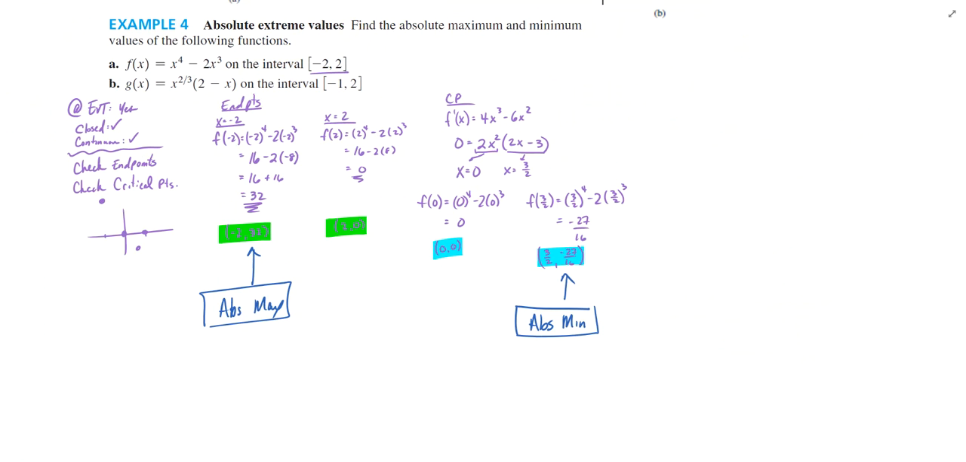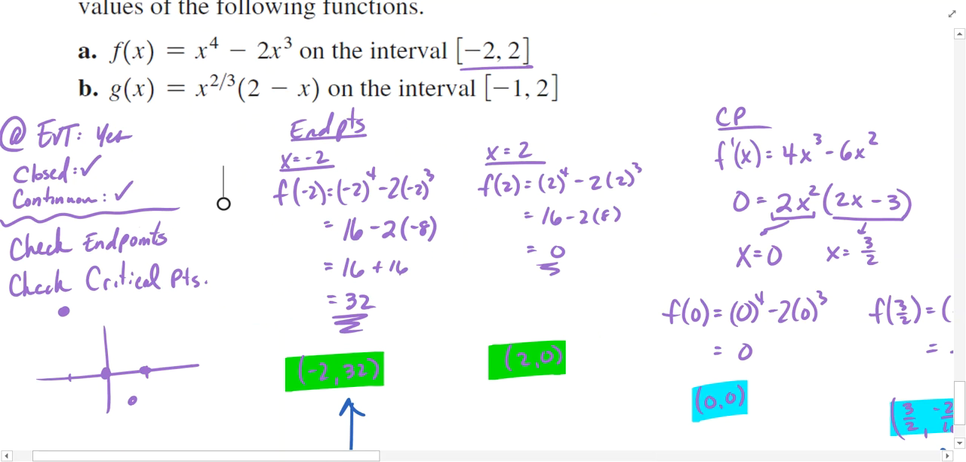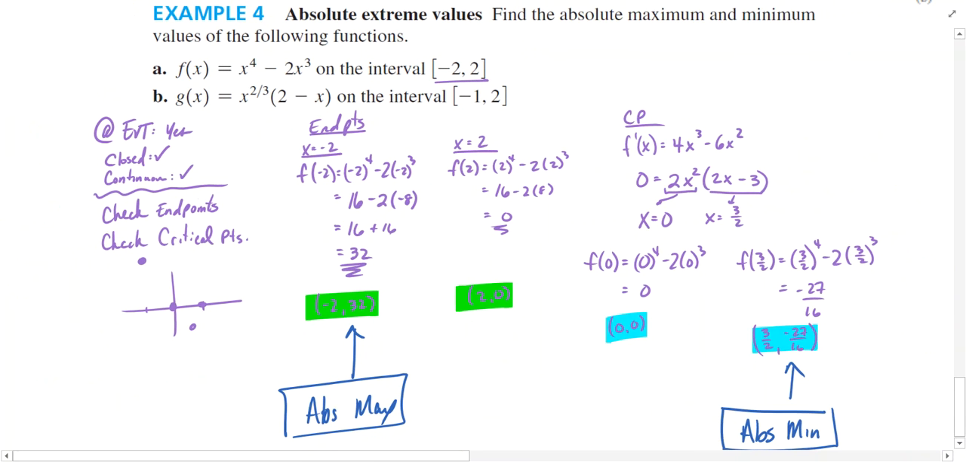Now, I'm not going to walk through part B. I would like for you to try that on your own. If you pause the video now and resume playback in a moment, I'll share with you my approach. So part B, this function on this interval, see if you can identify the extreme values for it.